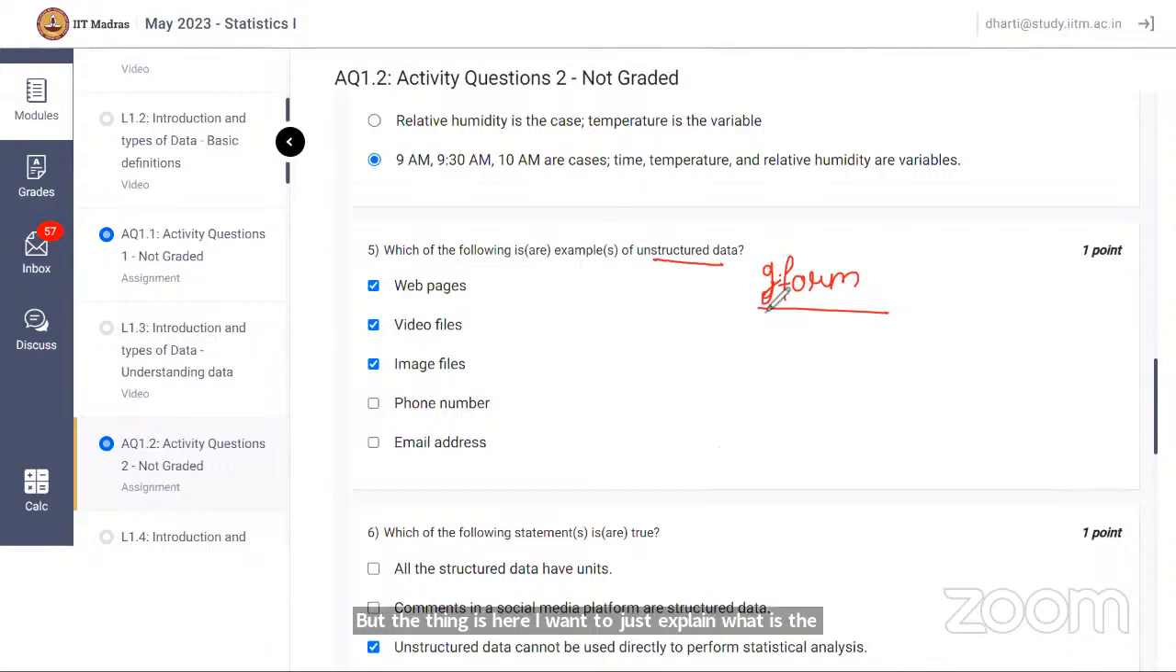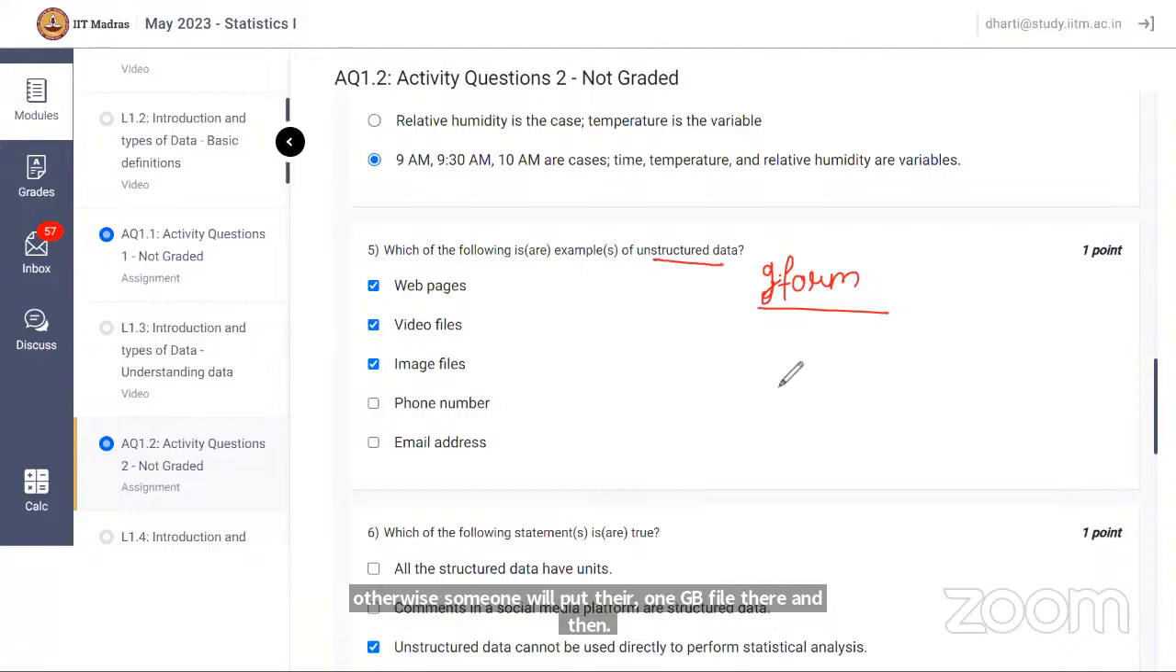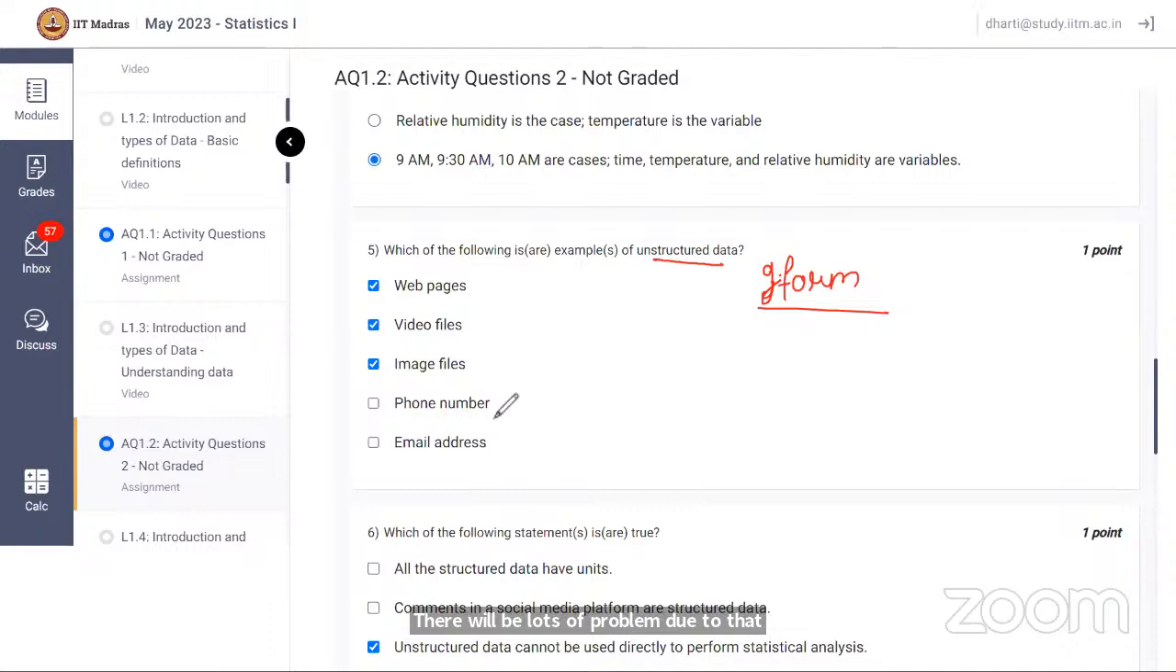So you might come across a situation where you have to put your file in a particular format, either 50 KB, 100 KB, or something. Why is it so? Because they have to make it structured. Otherwise, someone will put their 1 GB file there, and then there will be lots of problems due to that unstructuredness.